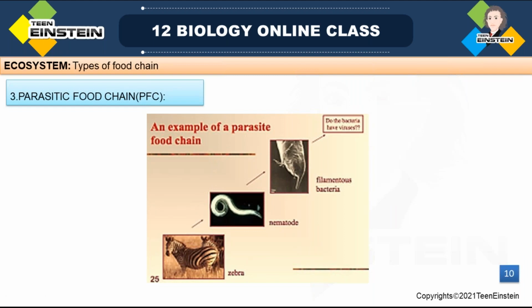Next is the parasitic food chain, or the auxiliary food chain. Here in this parasitic food chain, mainly we need to talk about the size of the organism. In the parasitic food chain, the size of the organism finally reduces at higher trophic levels. At the higher trophic level, the size of the organism is getting reduced, or it will be very small. Like starting from a tree.